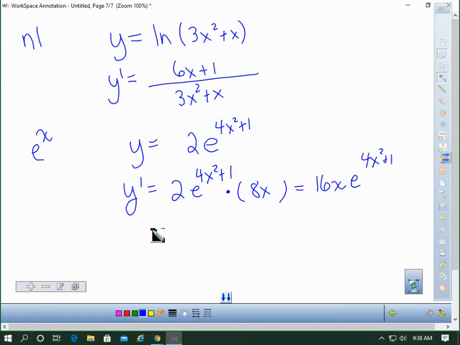So natural log and e, not that hard. E is his own little family. He's pretty easy. So always chain on the derivative of his exponent.